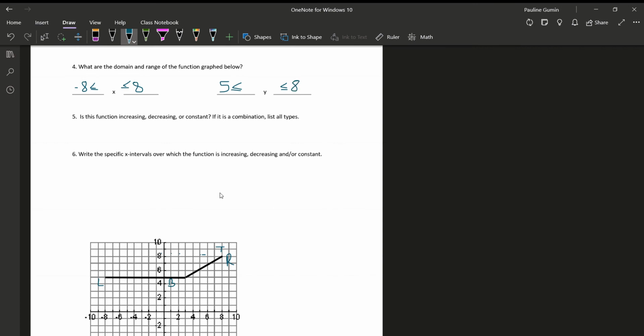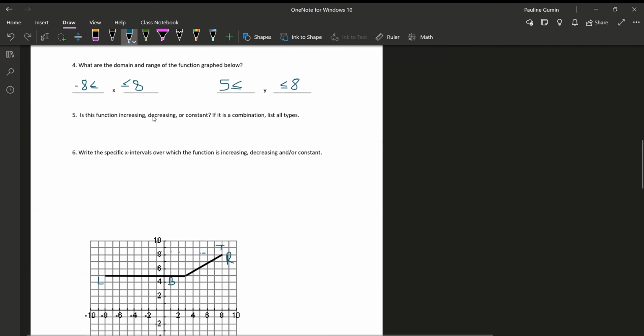A lot of 8s. Is this function increasing, decreasing, or constant, or a combination? Well, let's see. I'm going to begin on the left, and I'm just going to start highlighting until the direction changes. The direction changed. So what happened as I highlighted? I didn't go up, so it's not increasing. I didn't go down, it's not decreasing. It's constant because it stayed flat. So we have a constant.